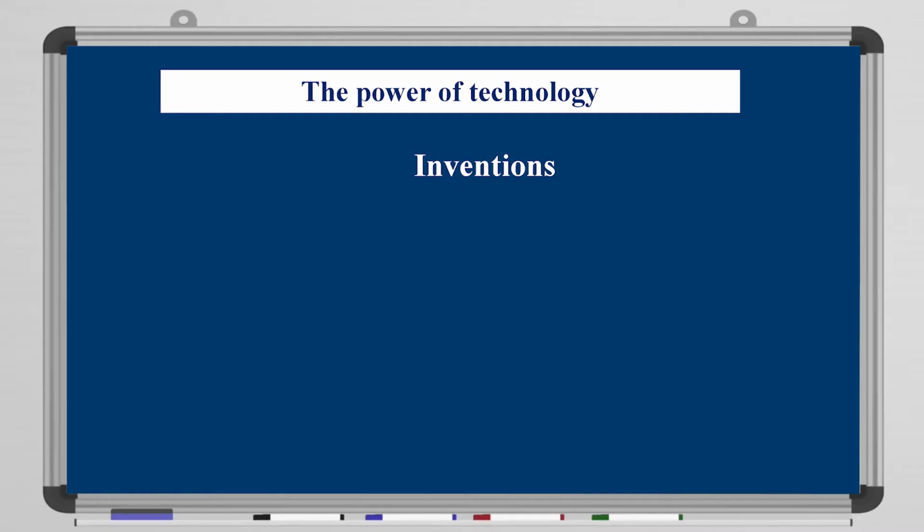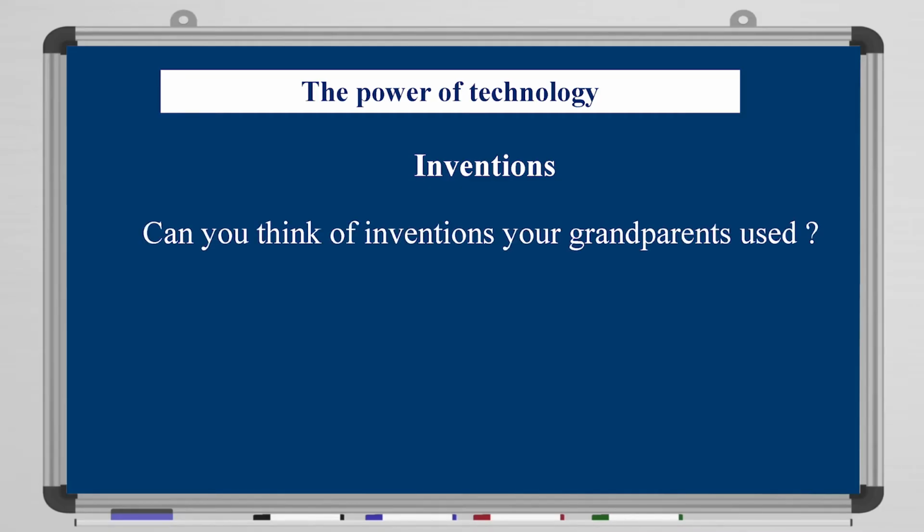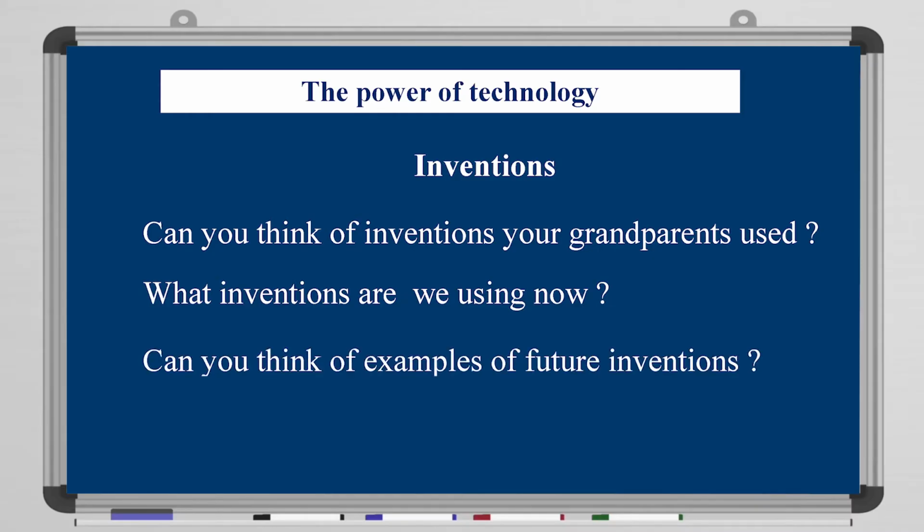Now, these are some questions that I want you to keep in mind as we go along in the lesson. The first question, can you think of some inventions your grandparents used in the past? For the second question, what inventions are we using nowadays? And 3, can you think of examples of future inventions? So think about the following: technology in the past, present, and the future.